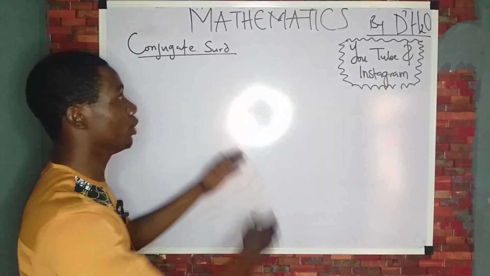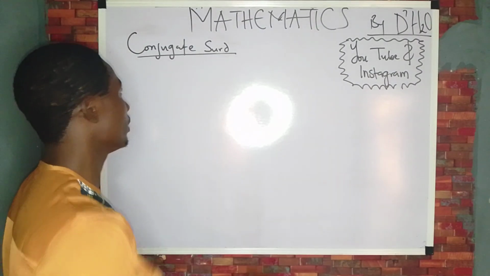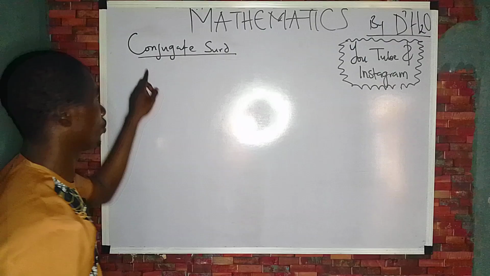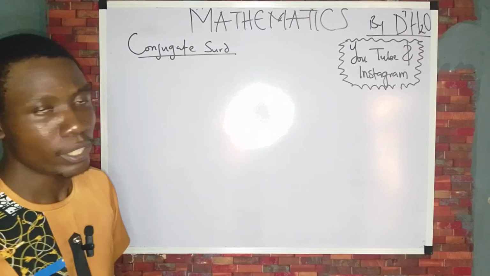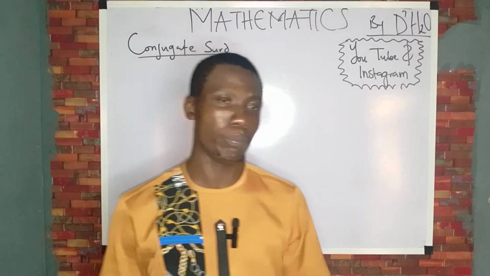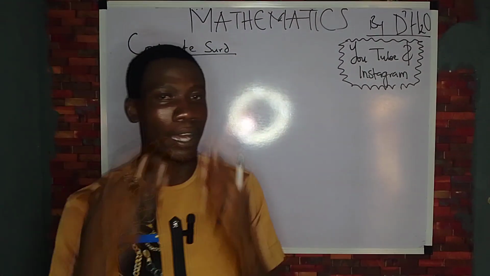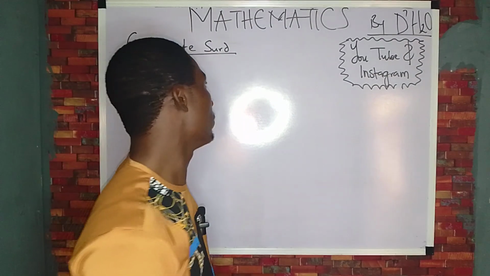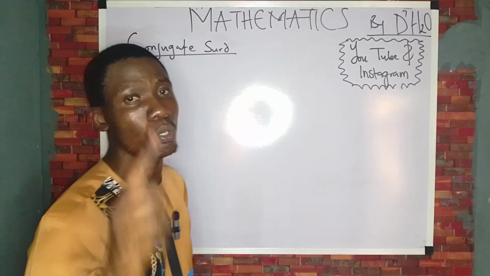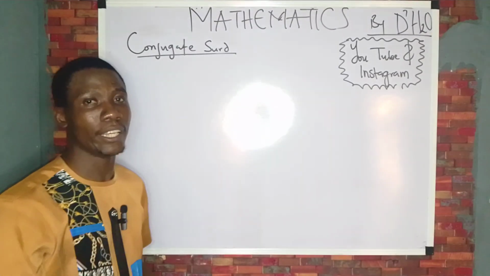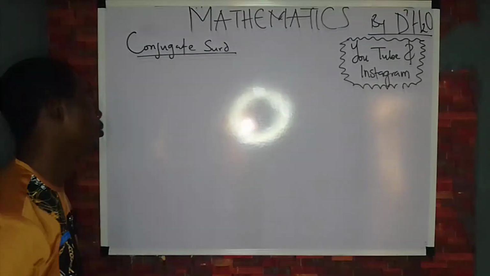Today we are going to be doing mathematics, not physics or chemistry. This is mathematics by the H2O. And we are going to consider conjugate surds. In our previous video, I taught you how surds are simplified, how you can do addition, multiplication, and simplification of surds. But in today's video, we are going to be looking at conjugate surds and how to simplify a conjugate surd or to evaluate.